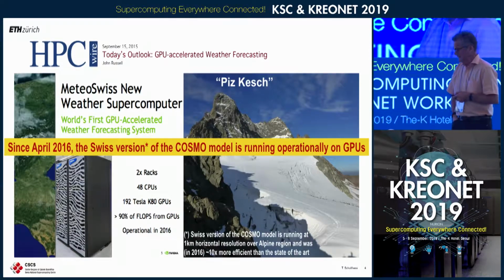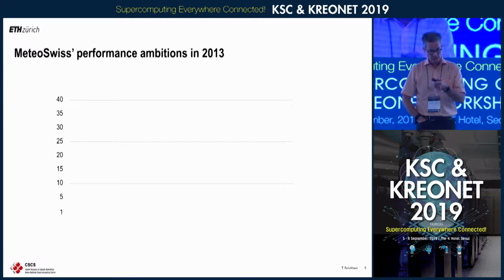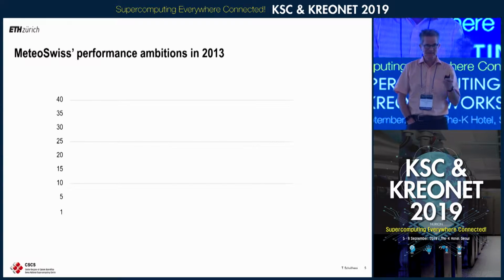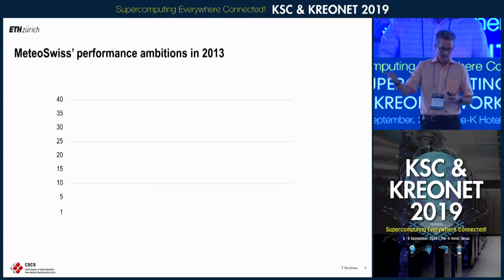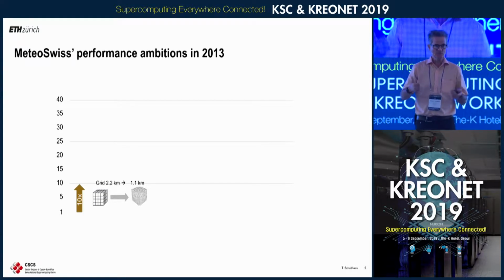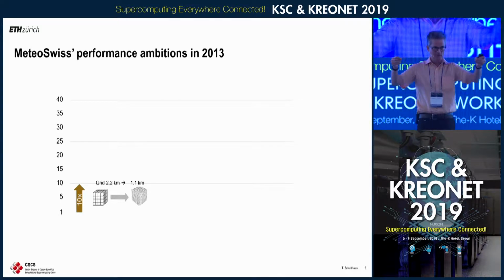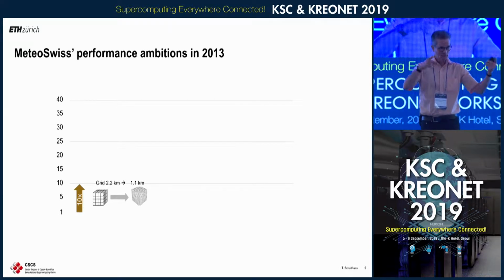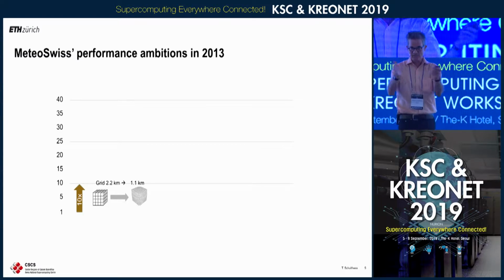Well, MeteoSwiss in 2013, so 6 years ago, presented us with a challenge. They wanted to upgrade their model, meaning they wanted to increase the resolution from 2 to 1 kilometer. And the picture there is a bit misleading. It's 1 kilometer resolution in the horizontal, so you have a factor 2 by 2, meaning a factor 4, and then you have the CFL condition, the time step that you have to reduce.